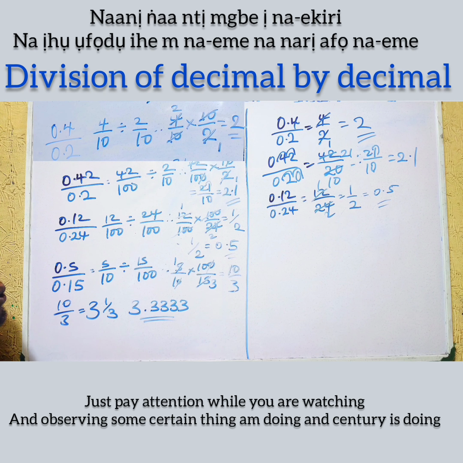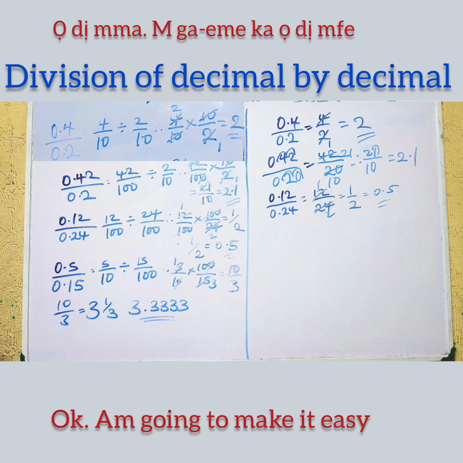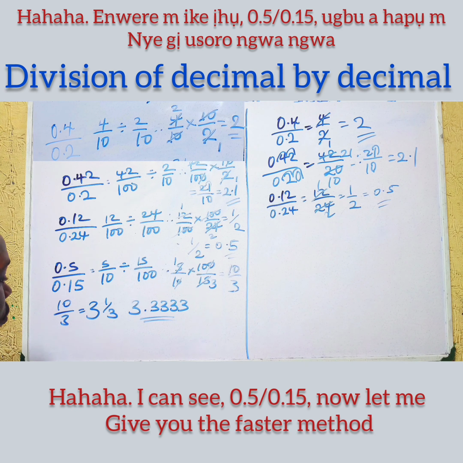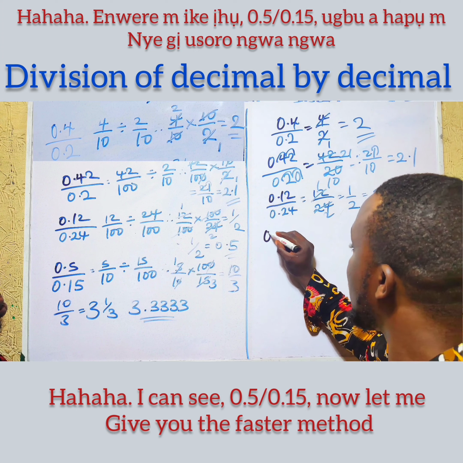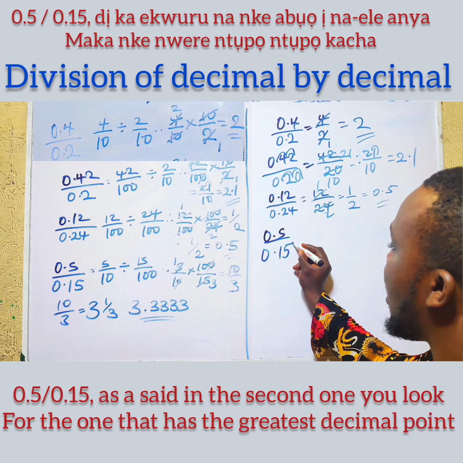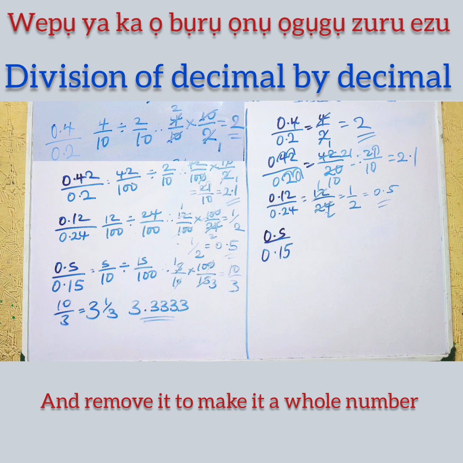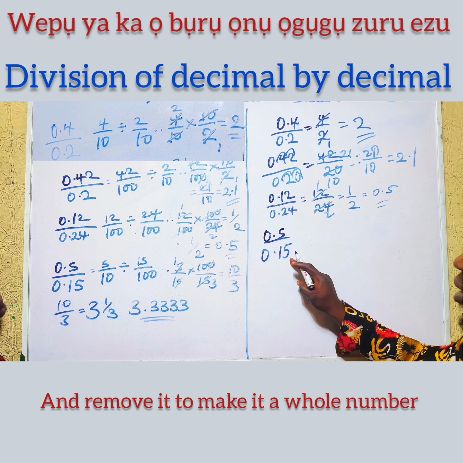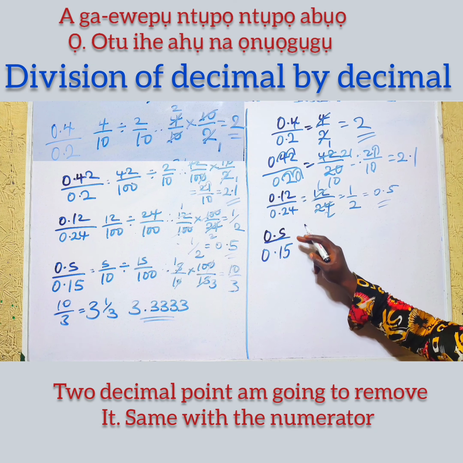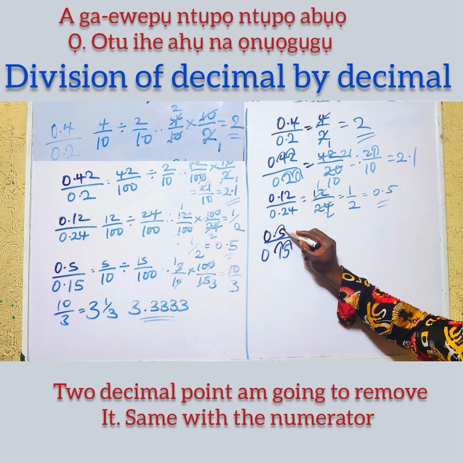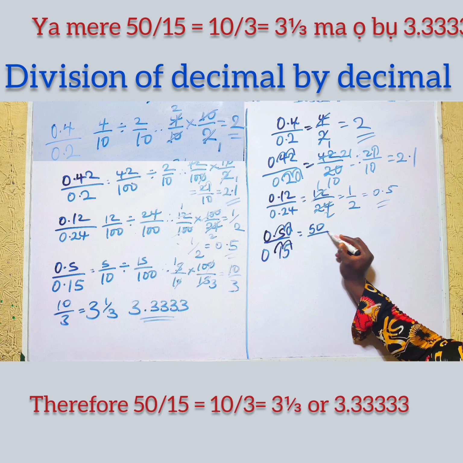Just pay attention while you are watching and observe some things I'm doing and Century is doing. Okay, I'm going to make it easy. I can see 0.5 divided by 0.15. Now I'm going to give you the faster method. As I said in the second one, you look for the one that has the greater decimal points and remove it to make a whole number, and you do the same to the other one with fewer decimal points. We have 2 decimal points here. I'm going to remove it, and I'm going to add 2 decimal places here: 1, 2, 1, 2. I'm going to add 0. Therefore, we have 50 divided by 15.